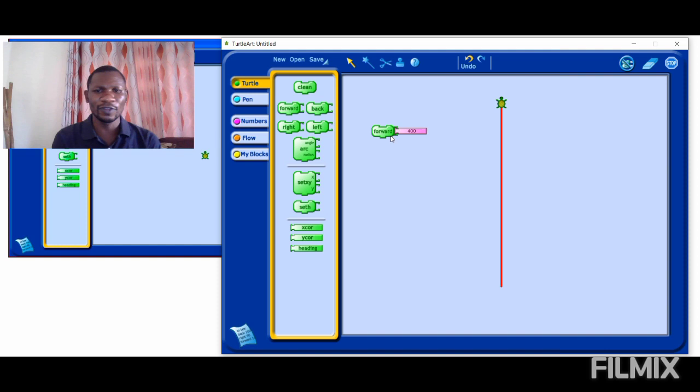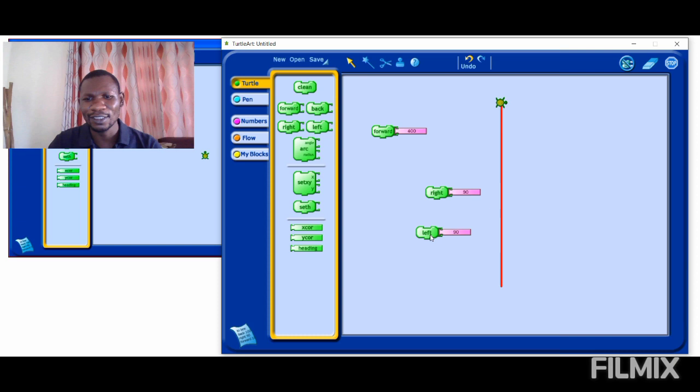Another one is right. Right or left means that our turtle will now turn left or turn right. When drawing a square, you know that a square is having four angles, and to draw an angle you have to turn. You turn left or you turn right. If you don't turn, you will not draw that angle. For example, here when we click on right, our turtle will turn right. And then another one is left. When you click on left, the turtle will turn left. You see now it turns left.